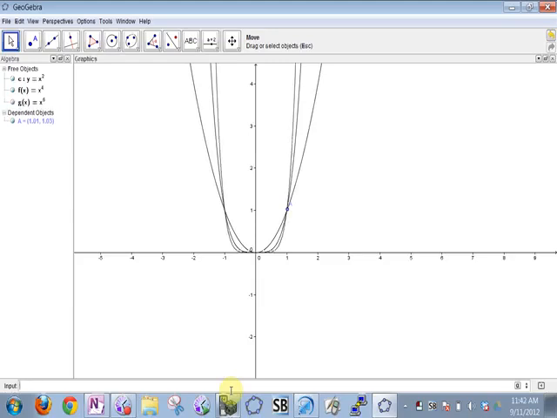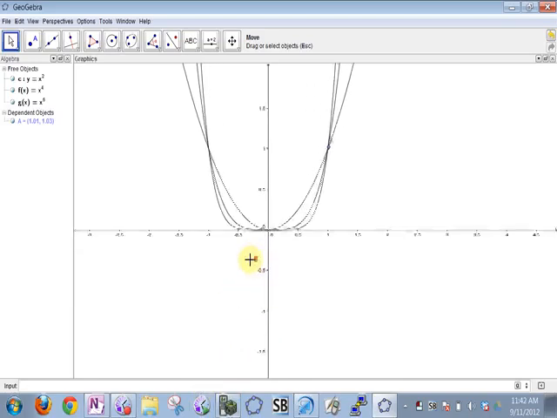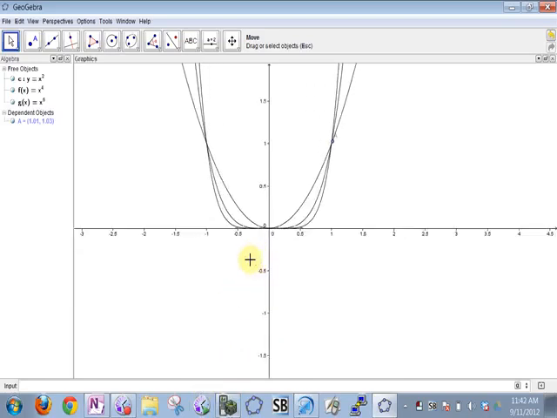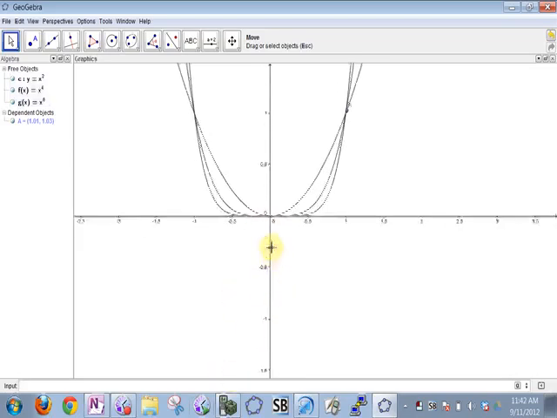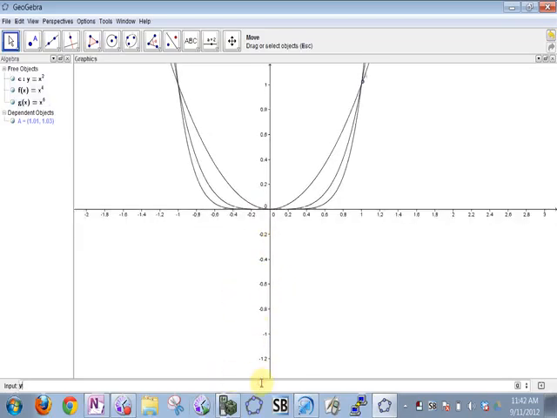Okay. Here's what x to the 6th looks like. You can see it even flatter still at the bottom. But the reality is it is completely rounded and it only touches the x-axis at 0 and that's it. Let's compare that to an odd degree. How about x to the 5th?